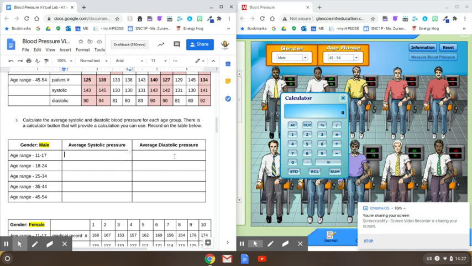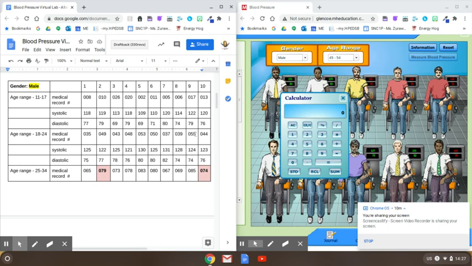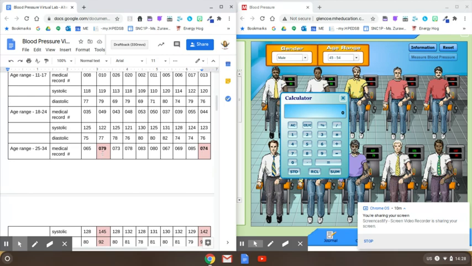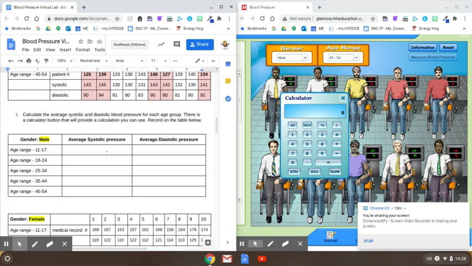Then you're going to do the same thing for the same age group for the diastolic pressure. So you're going to add up all of these. You're going to hit equals. You're going to divide by 10. You're going to see if your number makes sense. What have we got? We've got 69, low value, and a high value of 80. So we know our average has to be somewhere in between there. If your number is not in between there, you've just made a silly math error.